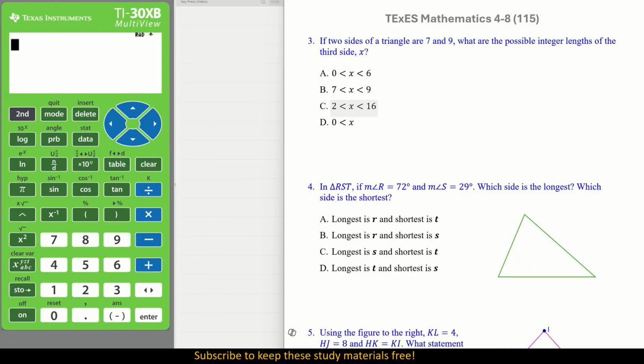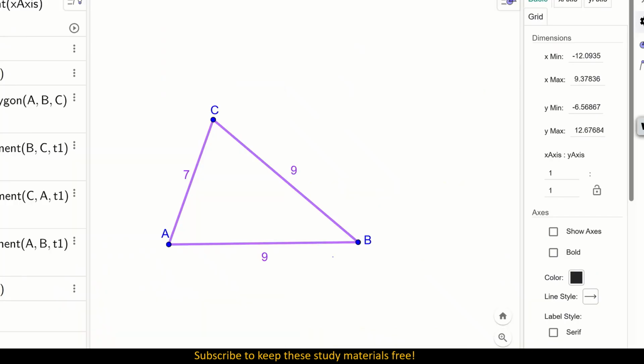Number 3. If two sides of a triangle are 7 and 9, what are the possible integer lengths of the third side x? So what do we really have here? We're going to have a triangle, and we're going to have 7 and 9. At this point, we need to really look at a good visual. So let's take a look at GeoGebra and move this around and see how we should view this. Notice we have 7 and 9.